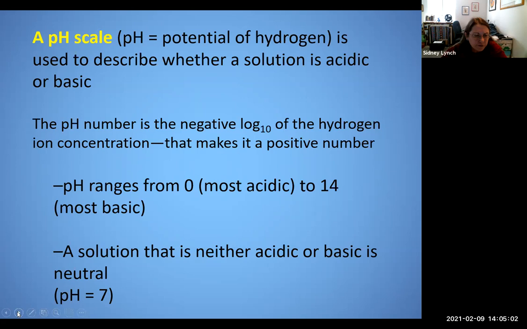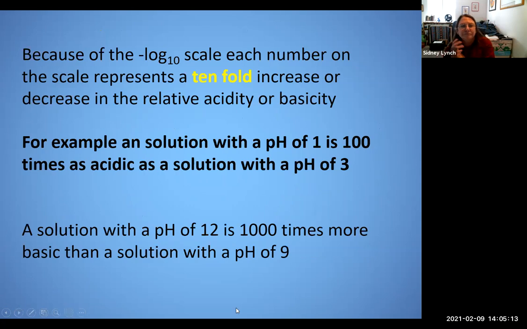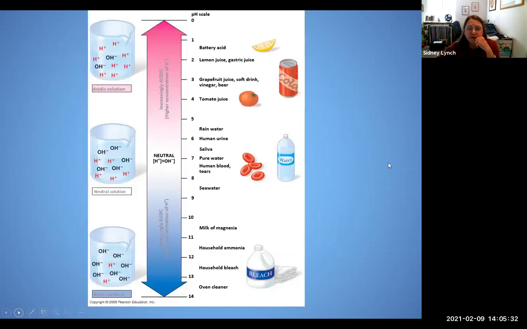Neutral is a 7. So neutral would be like pure water with all the minerals taken out. So deionized water. Okay, and that's what it explains here. So yeah, for example, a solution with pH of 1 is 100 times more acidic than a solution with a pH of 3. A solution with a pH of 12 would be 1,000 times more basic than a solution with a pH of 9. So those make good exam questions.